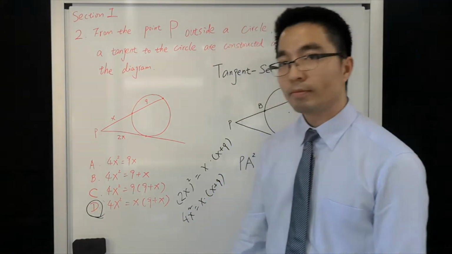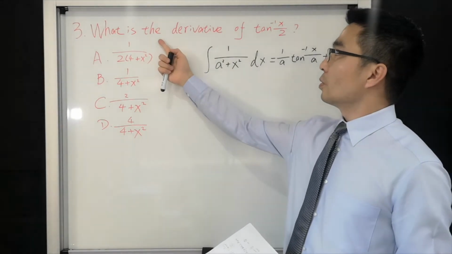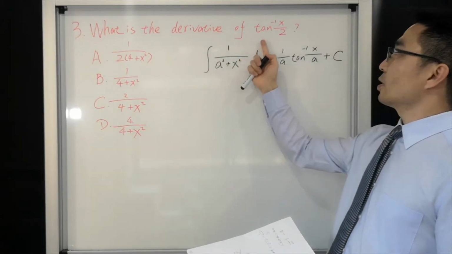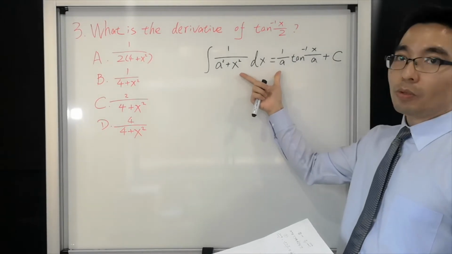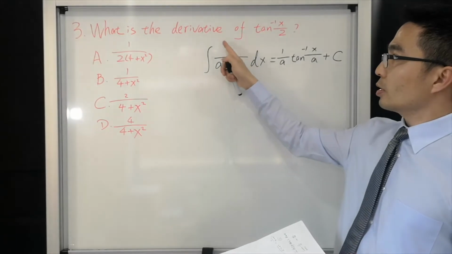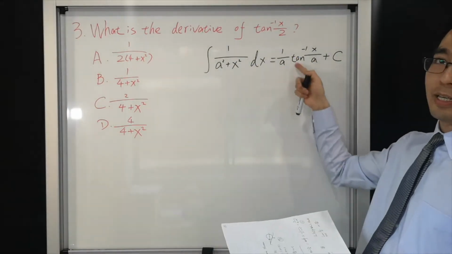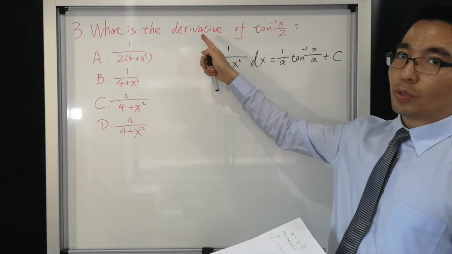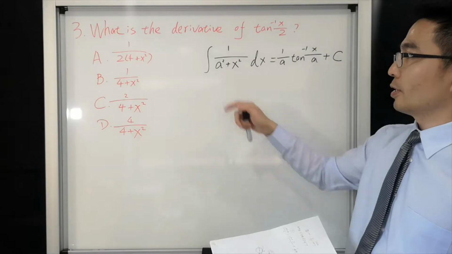Alright, let's go to question 3. Question 3 asks for the derivative of this inverse tan function. You find this formula from your paper. The formula is for integration, where this part equals the inverse tan function. So for this question, we do it the other way, from the right hand side to the left hand side.